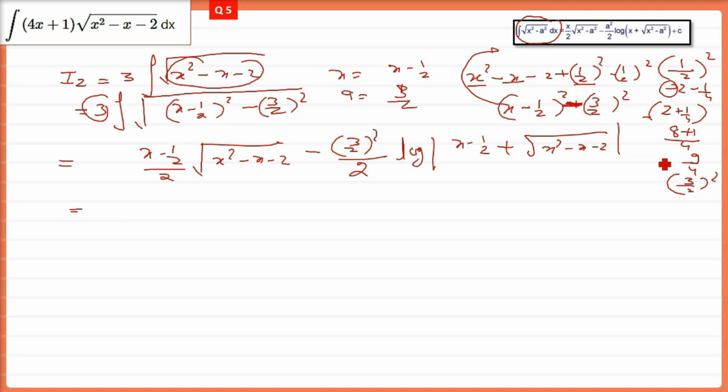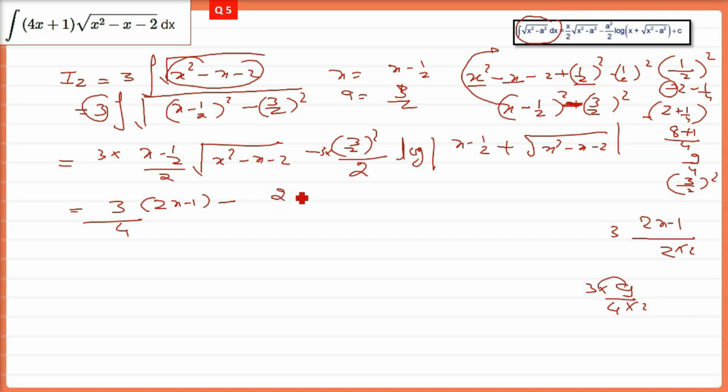Now the constant of integration will combine from I1 and I2, and we call it a common constant of integration. x minus half is simply 2x minus 1 divided by 2. You have a denominator already as 2, and 3 is multiplied. So 3 multiplied by 2x minus 1 by 2, and there is a 2 also in the denominator. So you'll get 3 by 4 into 2x minus 1, and then under root of x square minus x minus 2 is already there. What is the second term? Which is 3 into 3 by 2 whole square by 2. I just forgot to write under root x square minus x minus 2. Just imagine that it is already there.